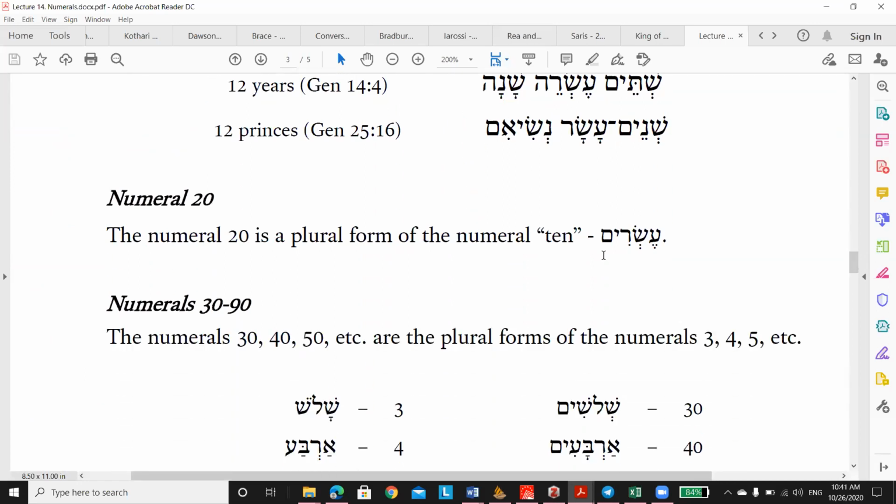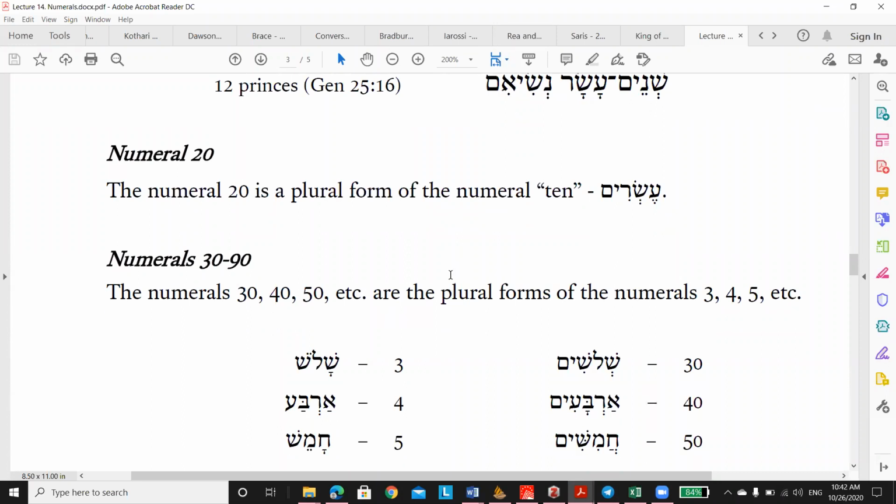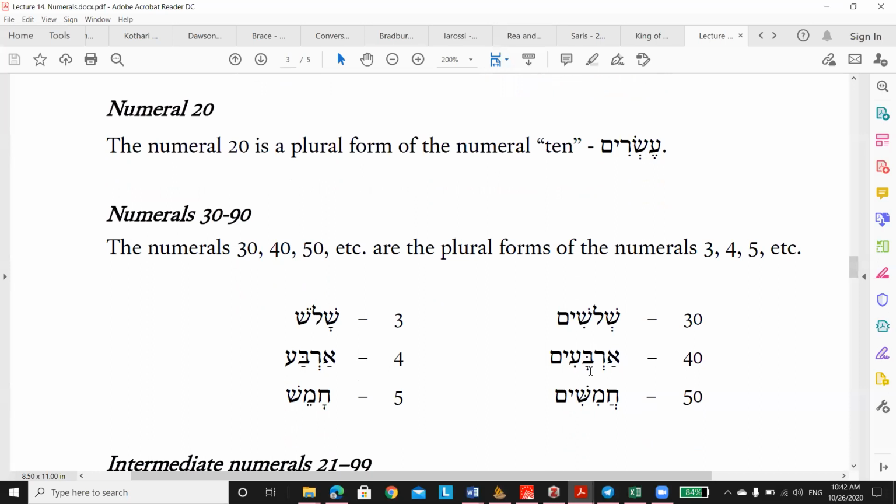Now we have to understand how to make numbers from 20 and on. So we know how to do it until 19, and actually it's very easy. Nothing is difficult. All the numbers from 30 and on, like if I want to say 30, I need to make a plural from 3. So Shalosh is 3, Shaloshim would be 30. So every time you see a number with the plural ending, it means it is like 30, 40, and like this. Arbaim is 40.